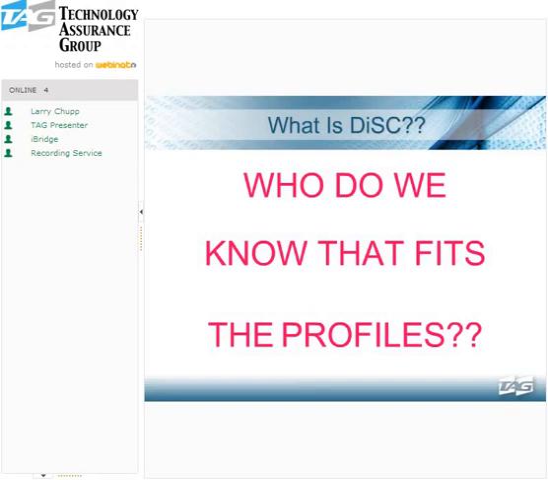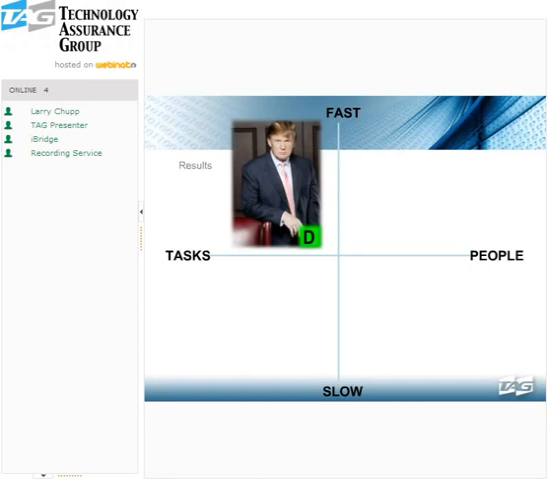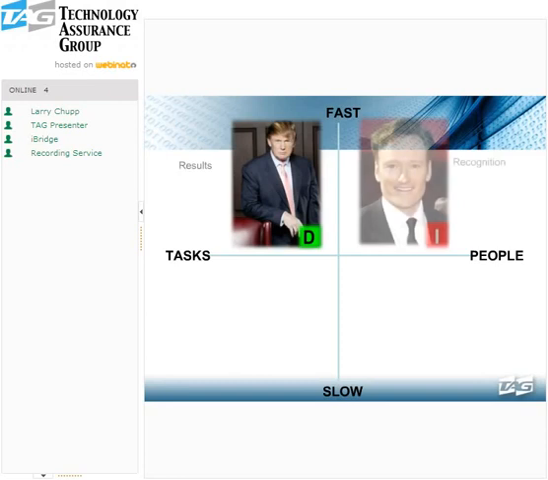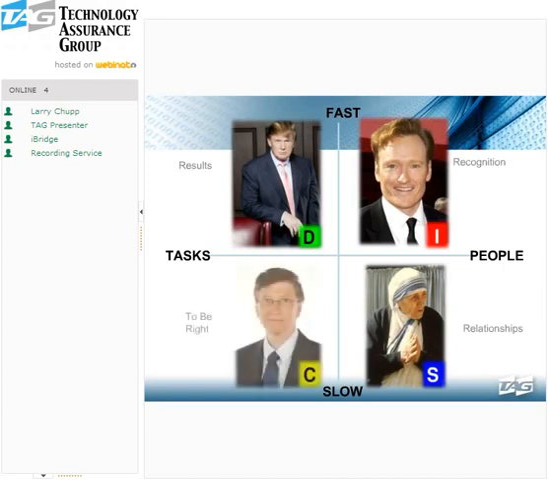Who do we know that fits those profiles? We just talked about a bunch of them. I showed you this, and I got Donald in there way before he decided to run for president. As you saw in the class, Conan O'Brien on the I side, Mother Teresa on the S side, and of course Gates on the C side. So it gives you somebody to think of when you're trying to envision a high D, a high S, a high C, whatever it is.